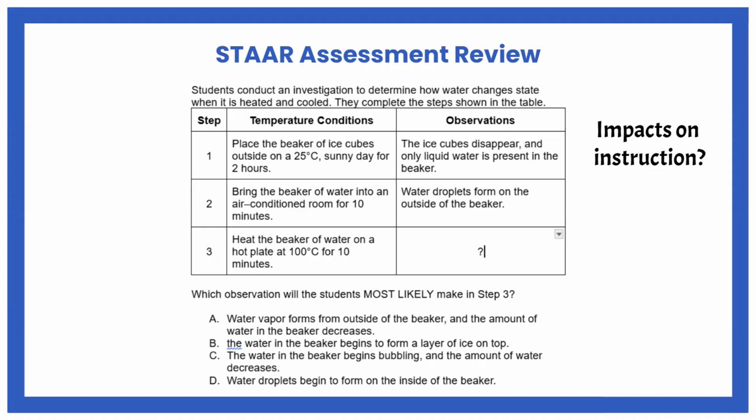And then for the answer, which is C, the water in the beaker begins bubbling and the amount of water decreases. So I'm like, okay, I know that we show them boiling water and evaporation, but do we always take that water and show them how much water we put in? And then do we look at how much water we have left over after boiling it to see that the volume of water does decrease because we lost it to evaporation? So that's an impact on instruction.